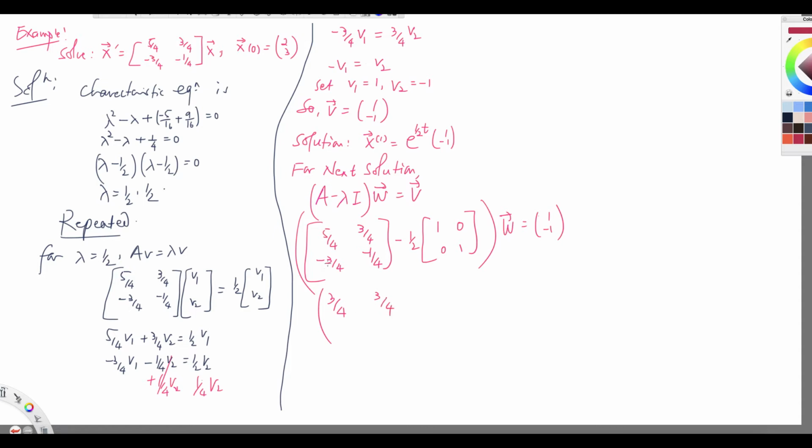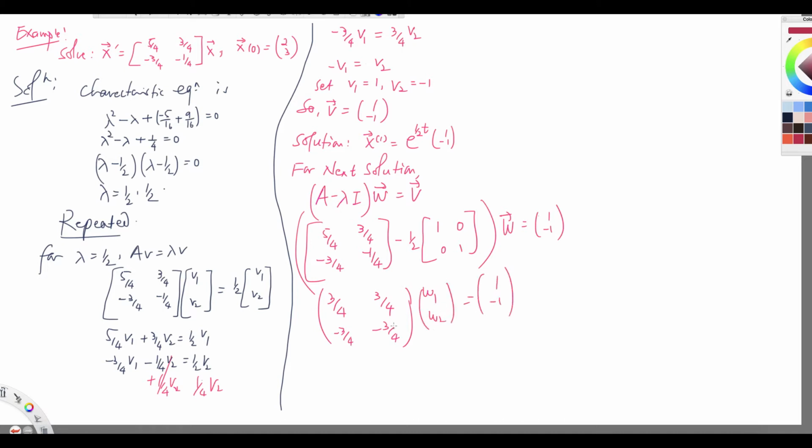Now how about this one? Negative 3/4 minus 1/2 times 0 will be negative 3/4, right? And then negative 1/4 minus 2/4 will be negative 3/4. And then you get, let's say w is (w1, w2). That's a vector, equals (1, negative 1).